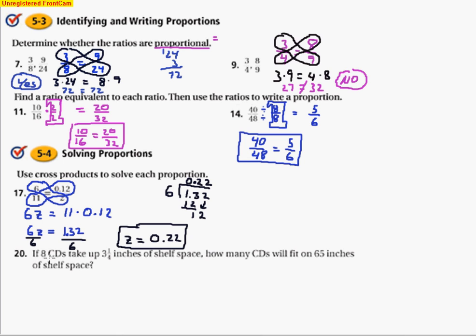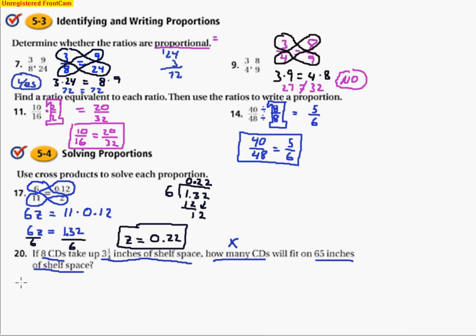So it says if 8 CDs take up 3 1/4 inches of shelf space, how many CDs? We don't know. That's going to be our unknown, like our X. How many CDs will fit on 65 inches of shelf space? So notice they talk about the same things. They talk about CDs, shelf space, and that's going to be our proportion.